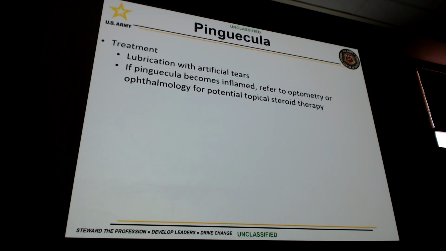Okay, we'll treat with artificial tears. They don't really go away. And they don't really bother patients. So typically, these are very low on the list of things that we care about, but just for diagnosis' sake. If it is inflamed, we'll put a topical steroid on it. So punt them over to optometry or ophthalmology, we'll give them a steroid for it, just to reduce that inflammation. But the pinguecula is going to stay there forever.